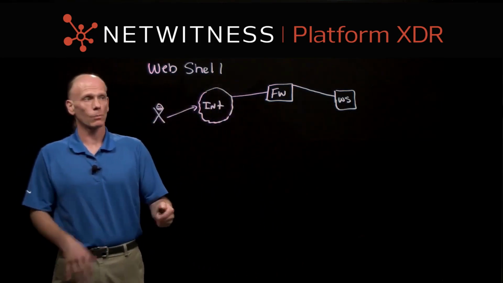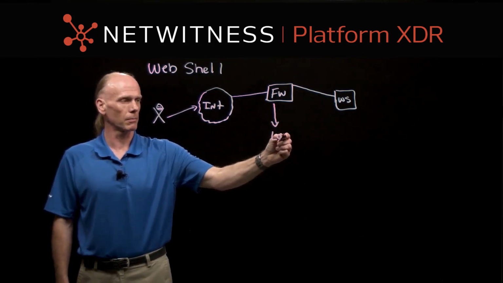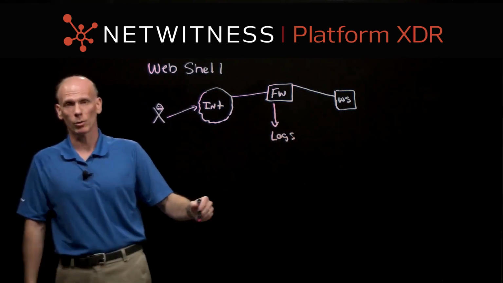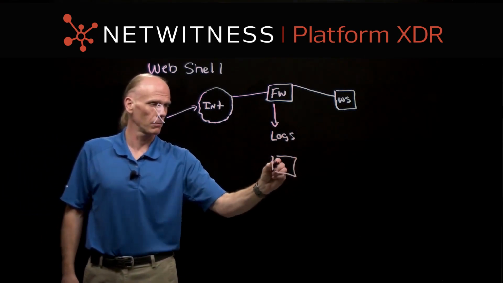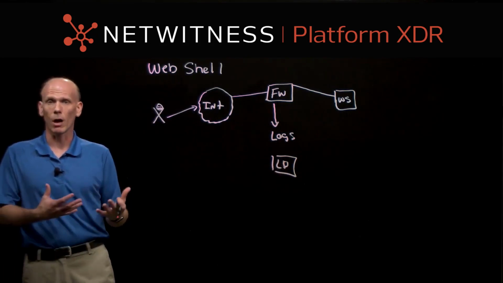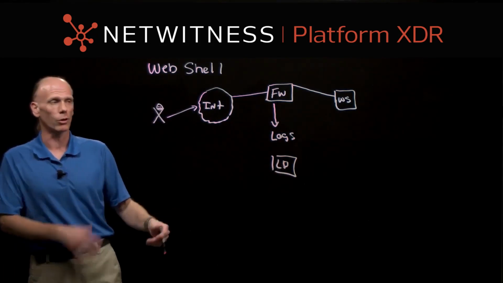First off, we have the firewall sending logs. As we learned before, that will then go to a log decoder. Same thing with the web server. We are logging the web server logs and the operating system logs, so that will also go to our log decoder.